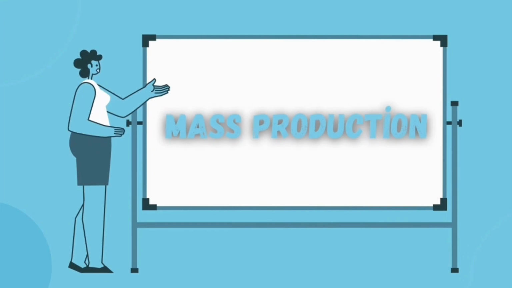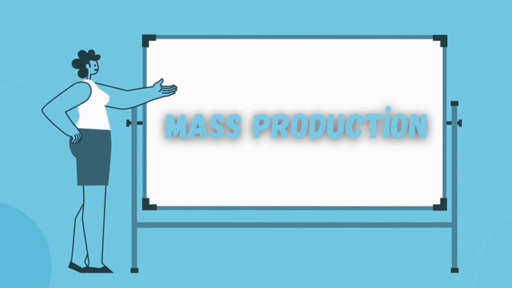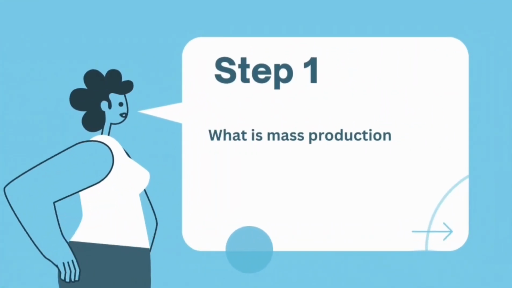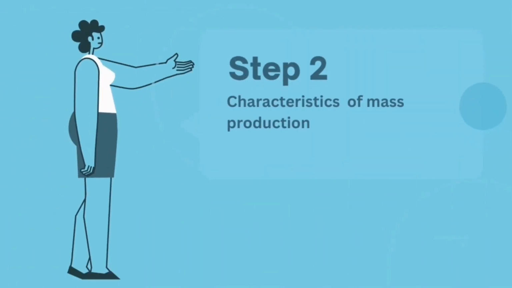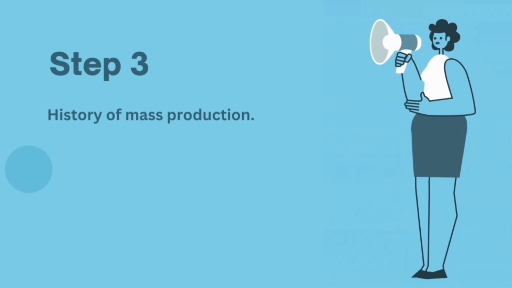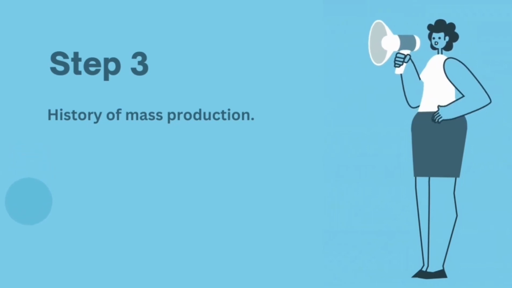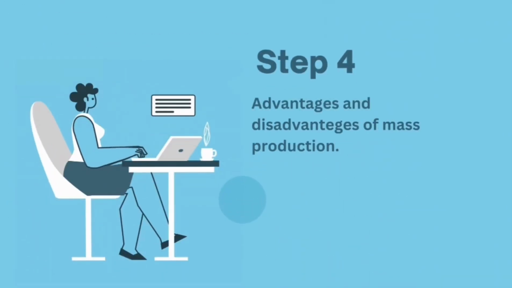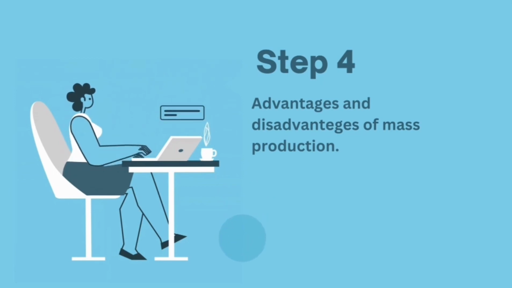Today I will be talking about mass production. In my presentation, I will start with the definition of mass production, then continue with its characteristics, and then the history of mass production. And finally, I will talk about the advantages and disadvantages of mass production.